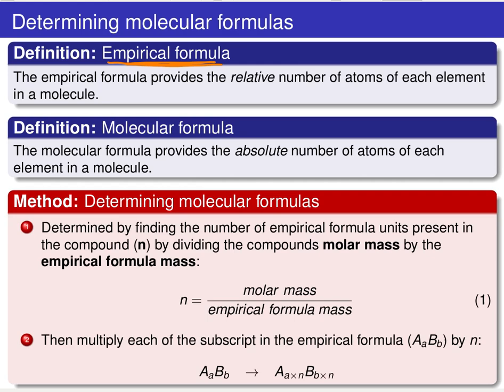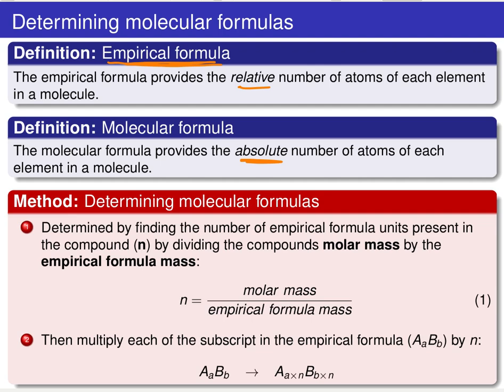Okay, so if we contrast that with the molecular formula, what we're looking at is the absolute number of each type of atom. So that's the real difference here. Empirical formula is the relative amounts of atoms, and molecular formula is the absolute. Okay, so the first problem that we want to tackle here is coming up with a molecular formula if we are given the empirical formula.